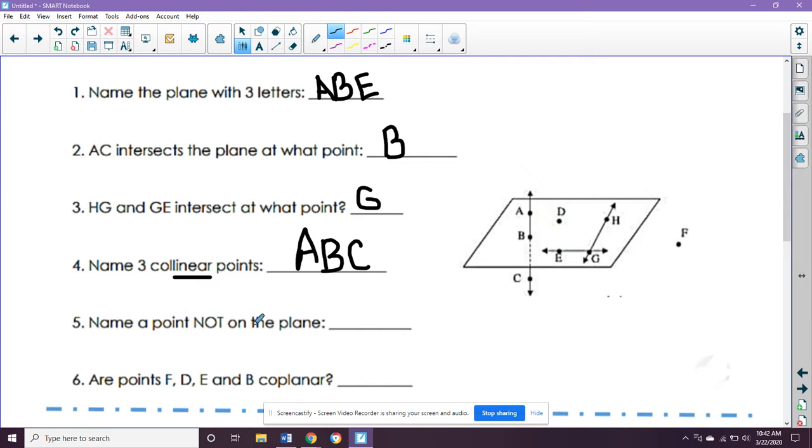Name a point not on the plane. So here's our plane. What point is not on it? We have F, and then we also have C. Either one works. And then our points F, G, E, and B coplanar. Coplanar, remember, means it has to be on the same plane. So let's see, F is off the plane, so it's no automatically.